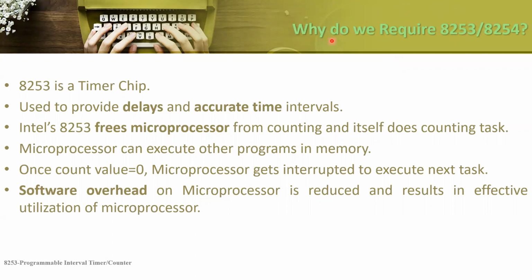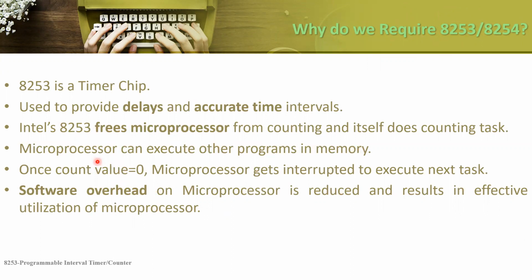Let's try to understand why we require 8253. As I told you, 8253 is a timer chip. So it is used to provide certain delays so that we can have an accurate time interval. It is designed by Intel, and this particular IC does the counting in such a way that it frees the microprocessor from the counting task, and the microprocessor can execute other programs in the memory so that the overhead on the microprocessor can be reduced and we can have effective utilization of the microprocessor.